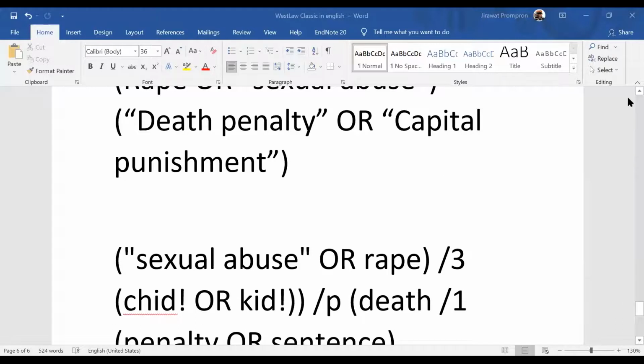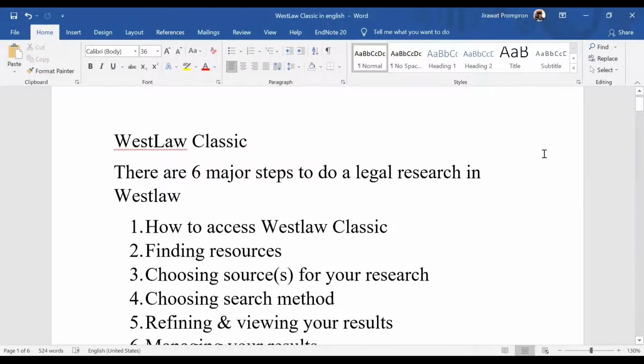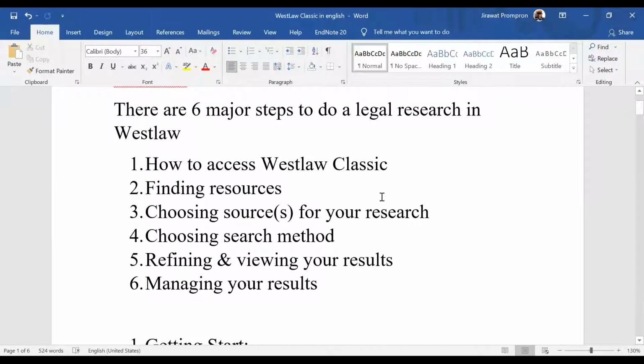So I will share the steps for today. You can see how many steps there are to use Westlaw. There are only 6 major steps to do legal research in Westlaw. Just 6 steps only. I will use easy, plain English, and we start with how to access the Westlaw Classics.